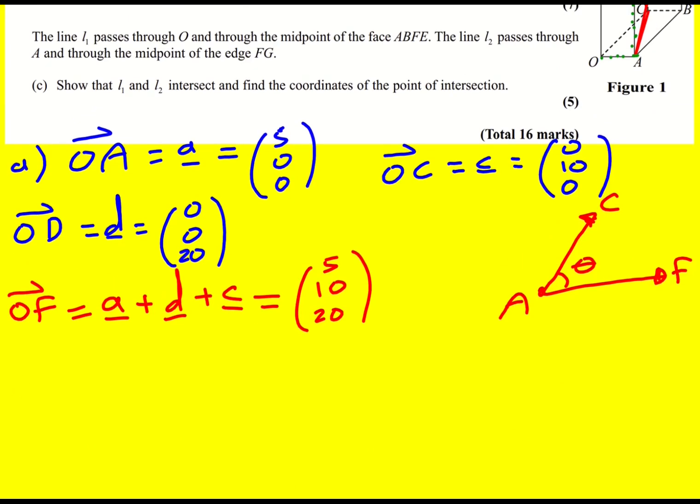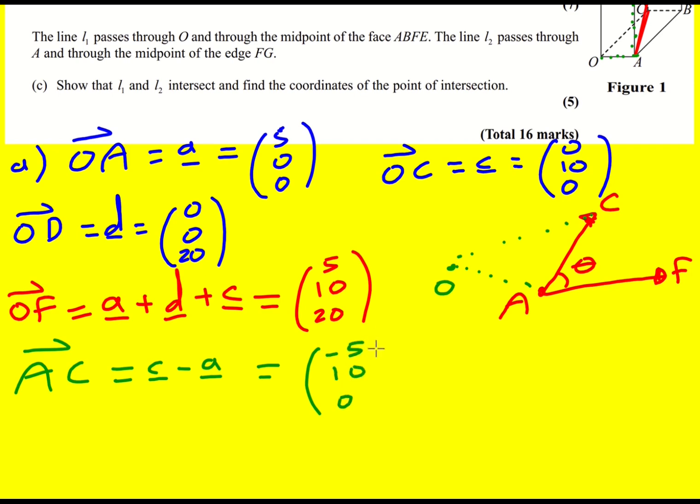So I need to find out what AC is. And that's going to be little c minus little a. If you're not sure about that, then draw your origin in and think about it. How can you get from A to C? Well, we're going to need to go minus A to get back to here, and then plus C to get to here. So I'll end up with minus 5, 10, and 0.